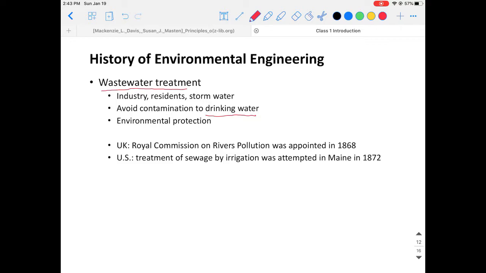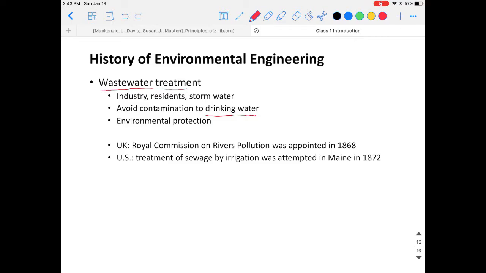And nowadays, the design for the wastewater treatment is also targeted at environmental protection, because we don't want the wastewater to harm the inhabitants in a certain area, right? We want to maintain certain biosphere or biological conditions in a certain area.